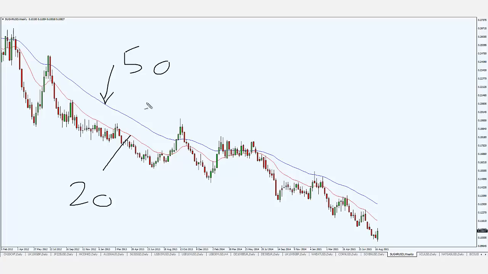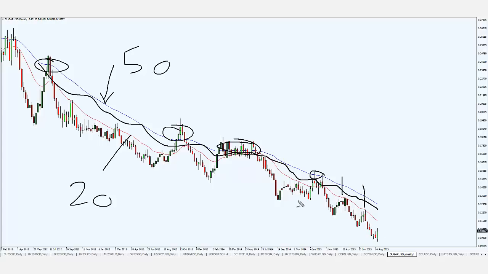And one thing you tend to notice is that sugar tends to mean revert back towards the 50 period moving average, over here, here, here, here, and the previous two times it touches the 20 and bounces off, touches the 20 and bounces off. So when you look at it from the longer term perspective, you can expect this entire zone here to be acting as a dynamic resistance.